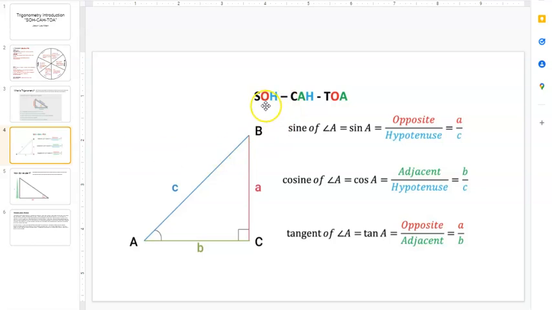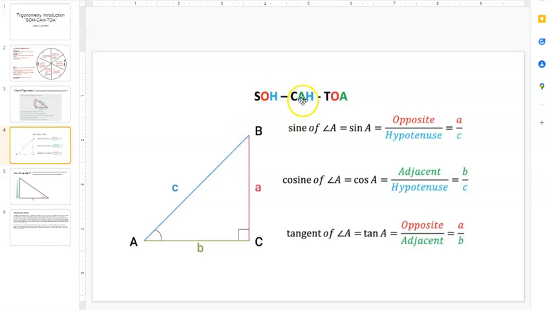So the sine of an angle is equal to the opposite side over the hypotenuse. What that means is the sine of A is going to be equal to the ratio of A over C. This will make a little more sense in a minute, but this is what we're really explaining right now. Okay, so sine is opposite over hypotenuse.